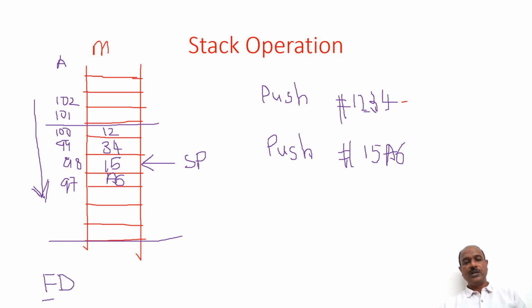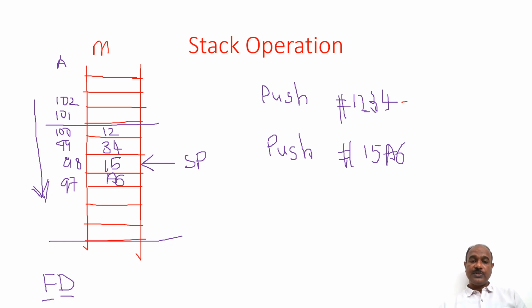Full means the stack pointer always points to the last location where data is present. What is the meaning of descending? The stack will always grow from higher address towards lower address. That is the meaning of descending stack. Okay, so this is how the stack push instructions will work.